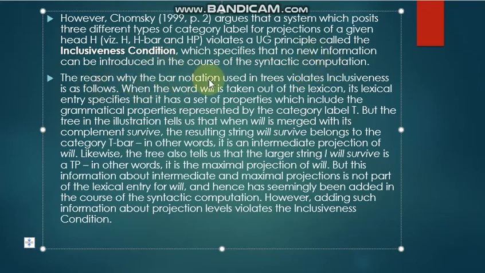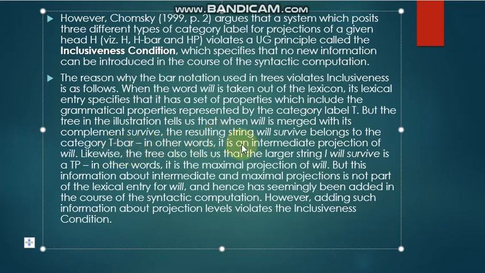The reason why the bar notation used in trees violates inclusiveness is as follows. When the word will is taken out of the lexicon, its lexical entry specifies that it has a set of properties which include the grammatical properties represented by the category label T. But the tree in the illustration tells us that when will is merged with its complement survive, the resulting string will survive belongs to the category T-bar.